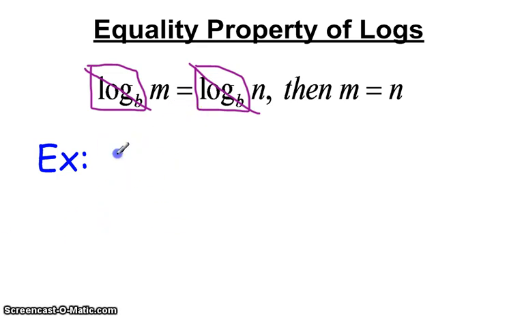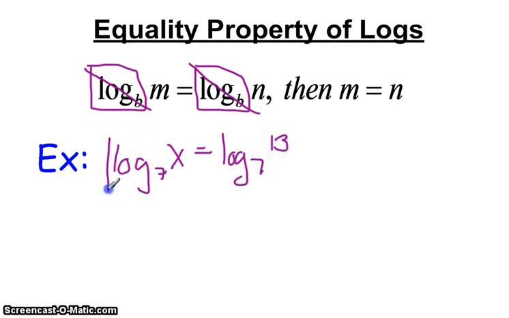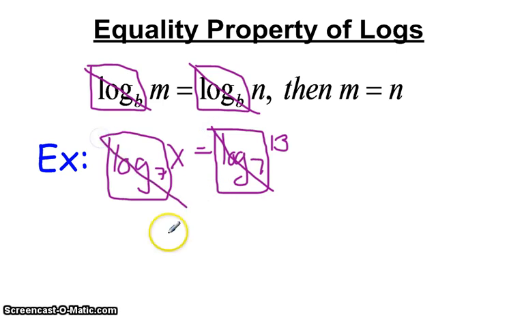So for example, if we had log base 7 of x equaled log base 7 of 13, we would check our log and our base to make sure they are the same. And they are, which means that they can cancel each other out, and we can be left with x equals 13.